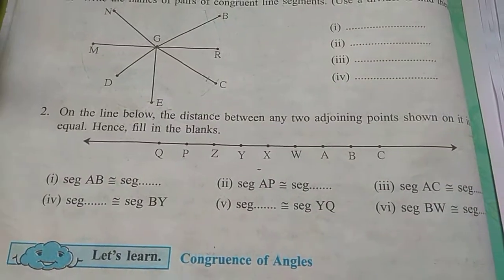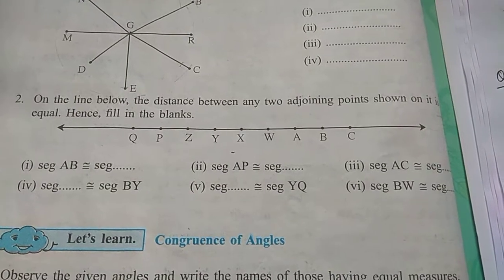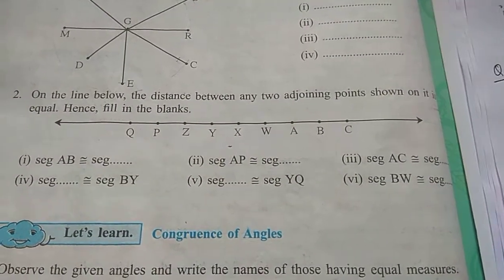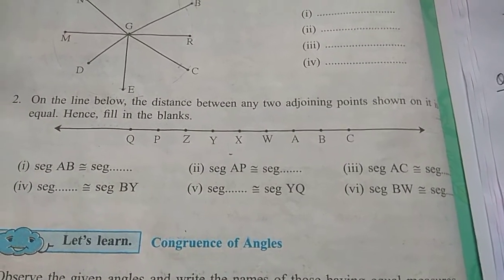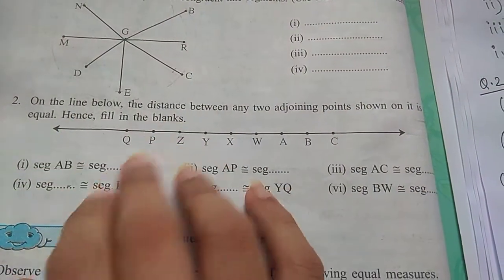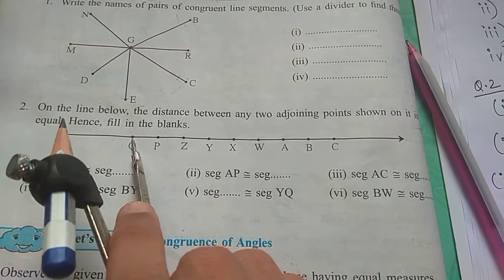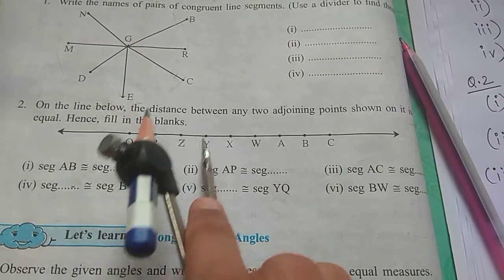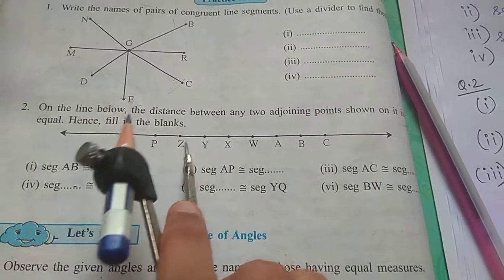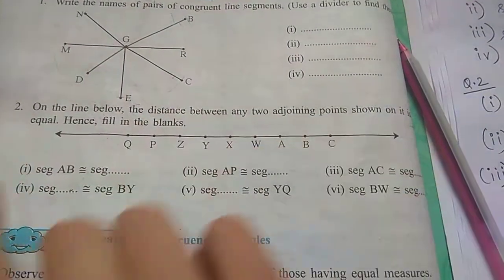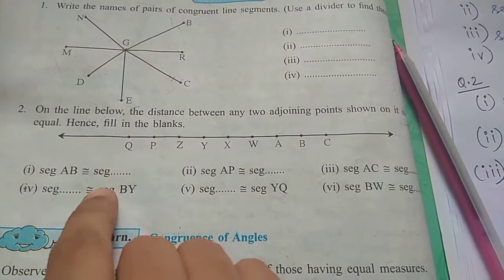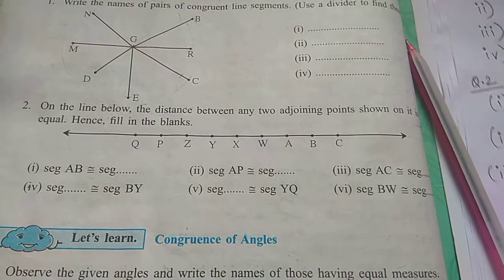Question number 2 is very easy. On the line below, the distance between any two adjoining points shown on it is equal, hence fill in the blanks. See, these points are at equal distance. QP, PZ, ZY are equidistant, all the points. So, segment AB will be congruent to what segment?